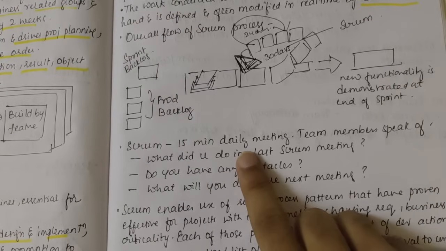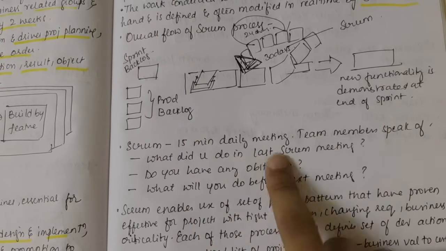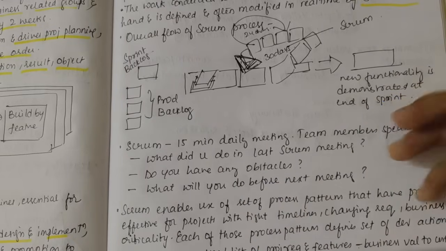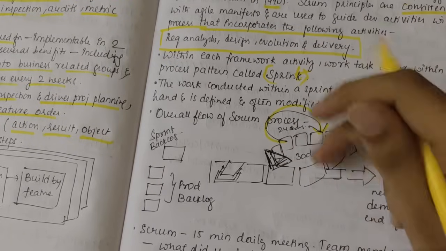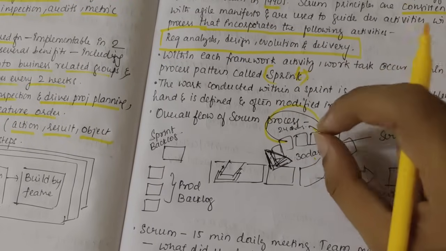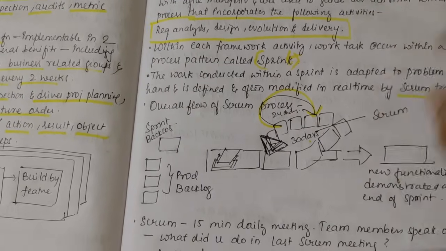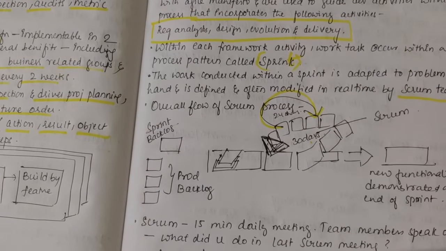And looking at the definition, Scrum is a 15-minute daily meeting. Team members speak of what they did in the last meeting, whether they had any obstacles, and what they will do before the next meeting. So here again we'll have 24 hours, 30 days. In 30 days also we'll have 24 hours. In 24 hours, a daily 15-minute meeting will be there. So next, after completion of this, after 30 days, we'll come up with a new functionality that is demonstrated at the end of the sprint.